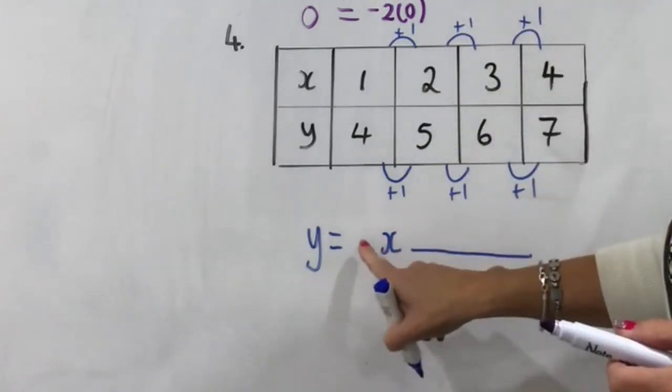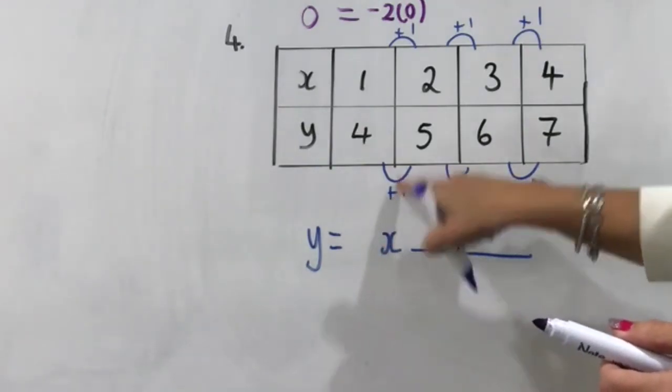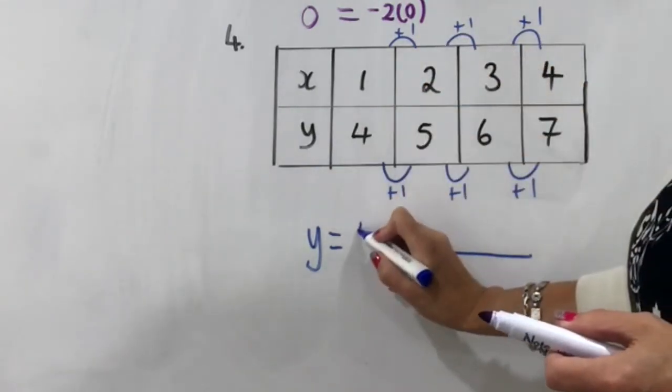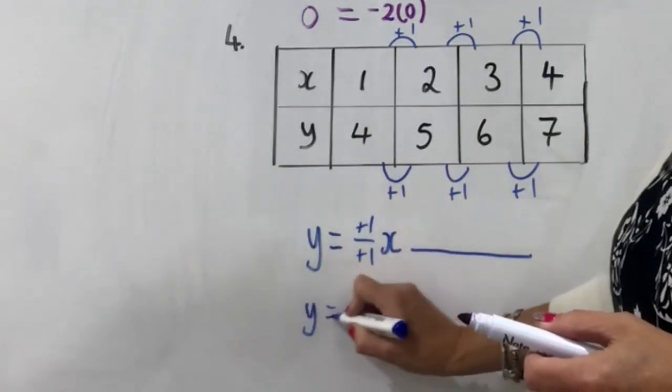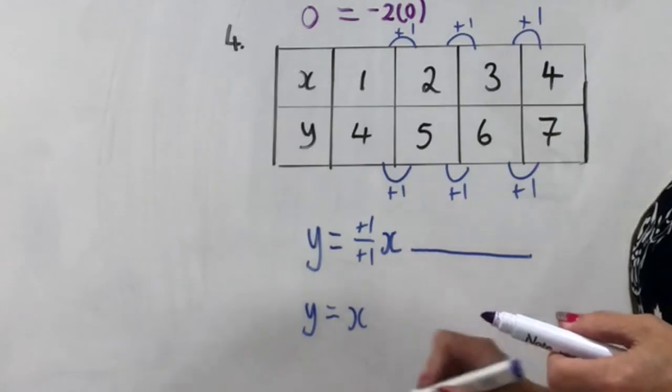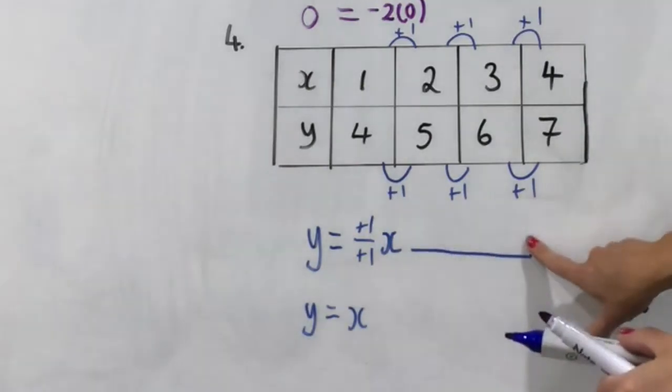And what number goes in front of the x? The rise over run. So it's plus 1 over plus 1. Hopefully we all know that 1 divided by 1 is 1. Now we need to know what goes over here. And how do we do that?